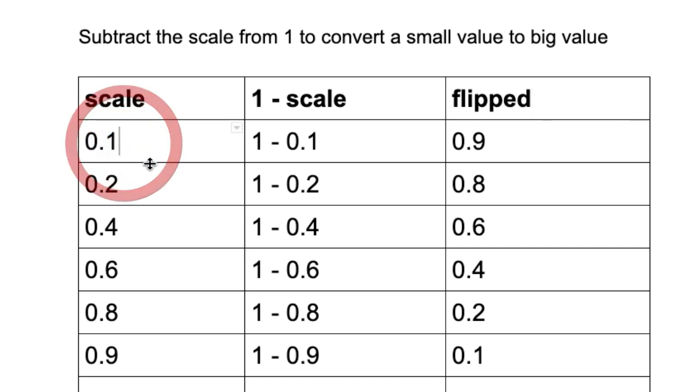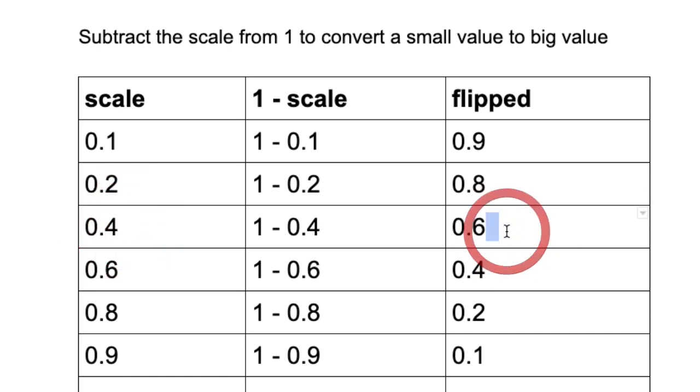Let's say our scale is 0.1. If we do 1 minus 0.1, that's going to give us 0.9. So a small number turns into a larger number. If I take 0.4 as my starting scale and I say 1 minus 0.4, that's going to give us 0.6. So again, a small number goes to a larger number. And inversely, if I take a large starting number like 0.9 and subtract it from 1, I'm going to get a small number like 0.1. So the trick here is to take my scale value and subtract it from 1.